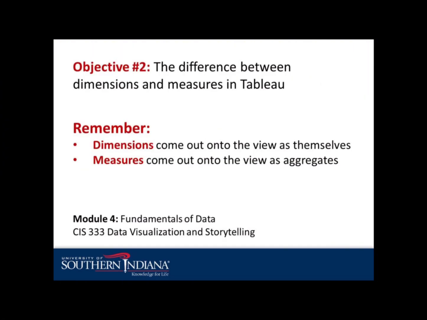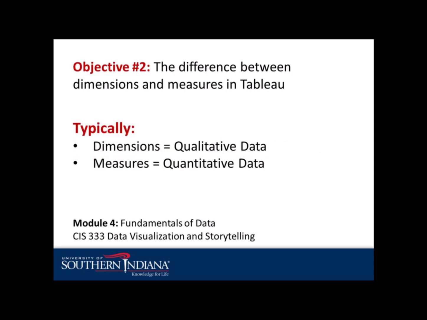So, two things to remember. First of all, dimensions, when you put them out onto the view, come out as themselves. So order priority, when I threw it out onto the view, came out as high, medium, critical, and low. Measures, on the other hand, come out onto the view as aggregates. So shipping costs came out as sum of shipping costs. The second thing to remember is that dimensions generally are going to be your qualitative data. Your measures are going to be your quantitative data.